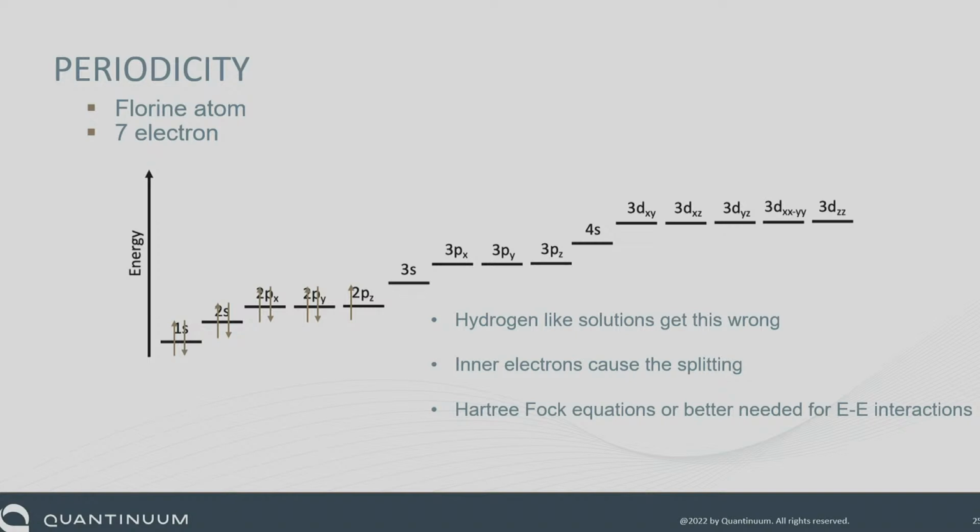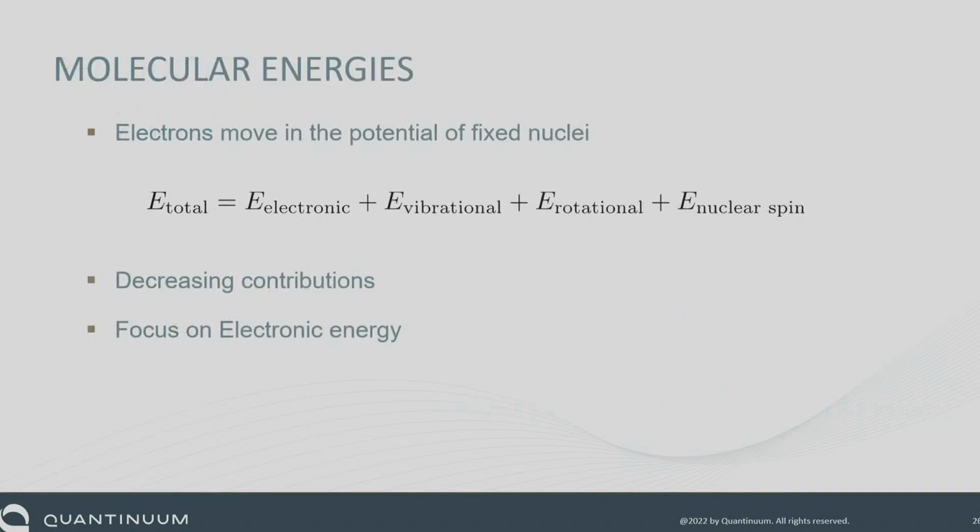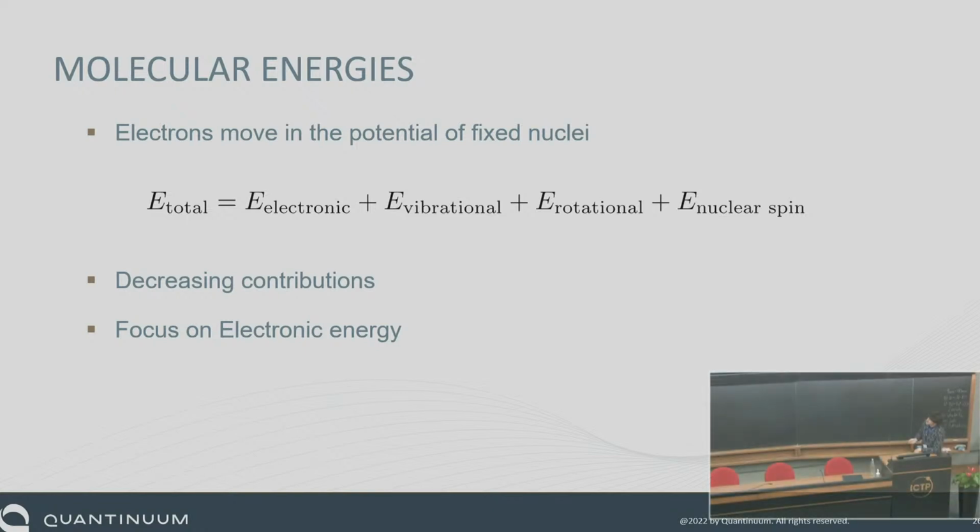To solve this, we need to include these electronic interactions. And this is where Hartree-Fock theory and all the motivation for Hartree-Fock comes in. In molecular energies, there are lots of terms in the Hamiltonian which are neglected: vibrational, rotational, nuclear spins, which all decrease in value, and translational as well. We basically neglect all of these and just focus on the electronic energy.